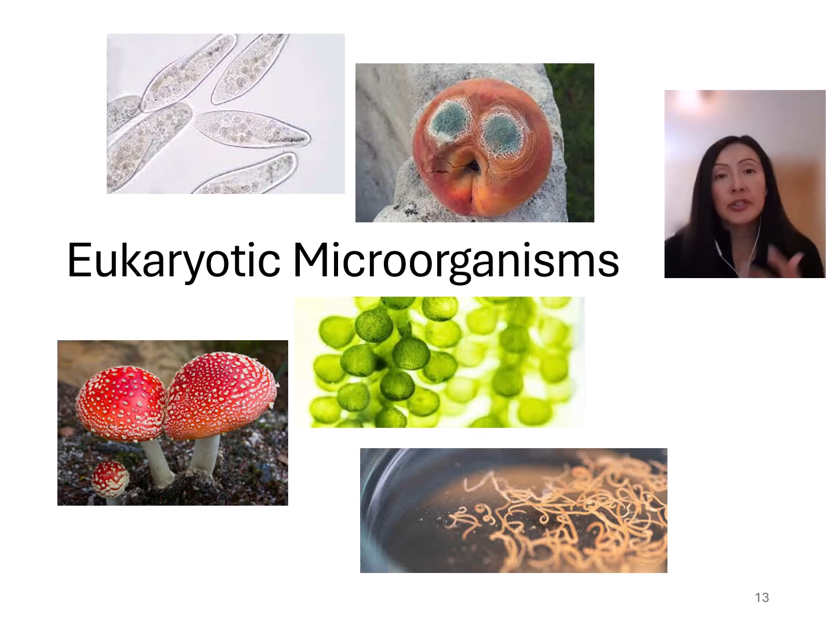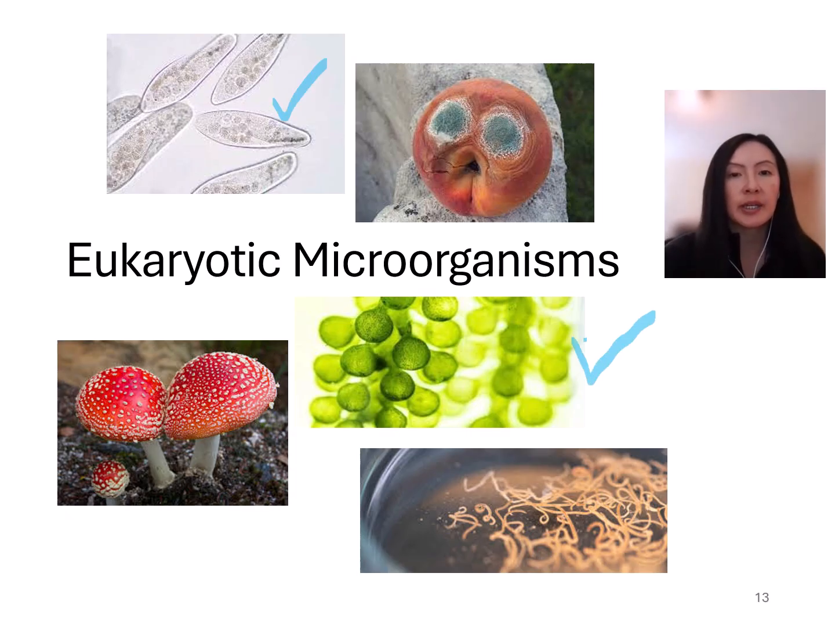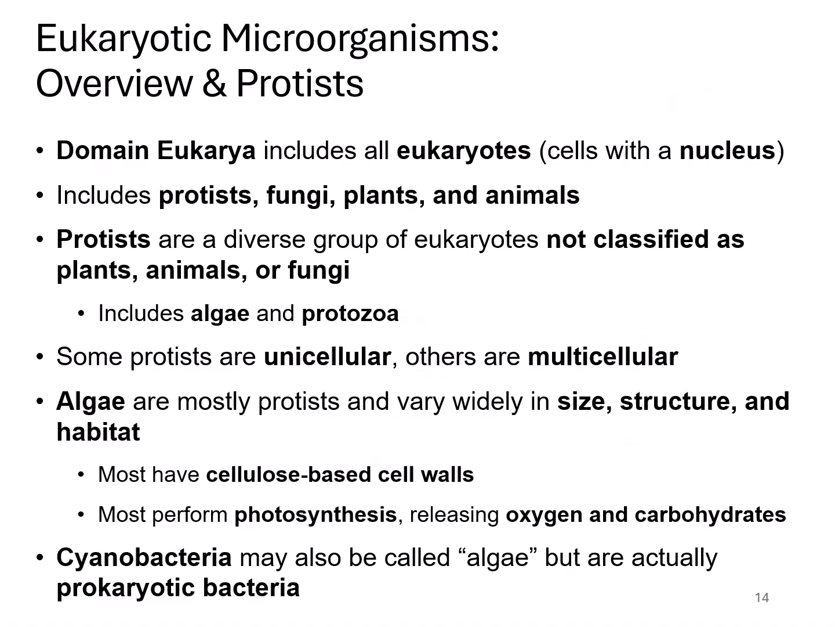Now we're going to switch gears and look at eukaryotic microorganisms, and these will include things like algae. We've got some protozoa here, some fungi here and here, and then helminths, which are parasitic worms. The domain Eukarya includes all eukaryotes.